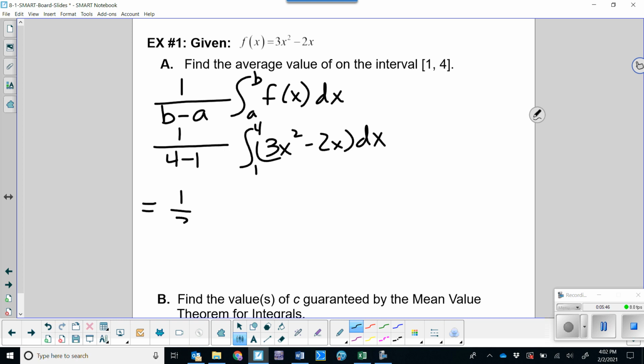So I have 1/3 on the outside. I'm going to go ahead and do my antiderivative. So I'm going to have x cubed minus x squared, and I'm going from 1 to 4. So I'm going to have 1/3.